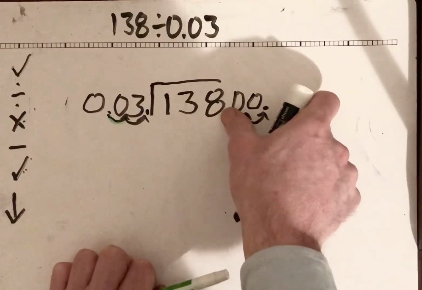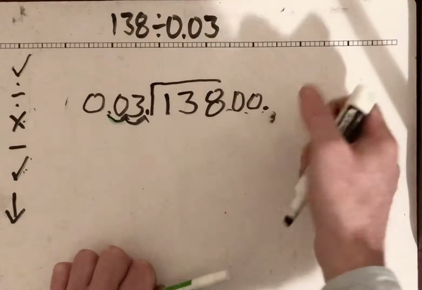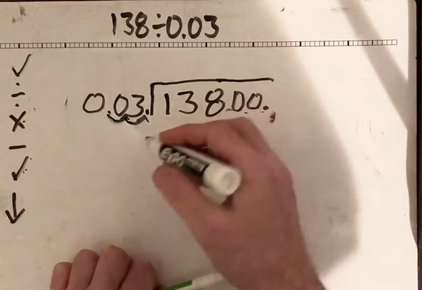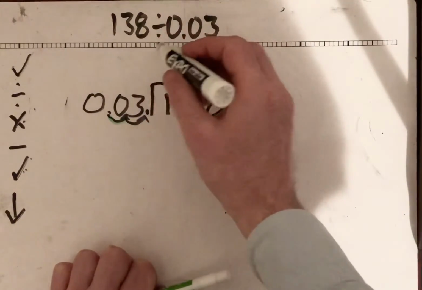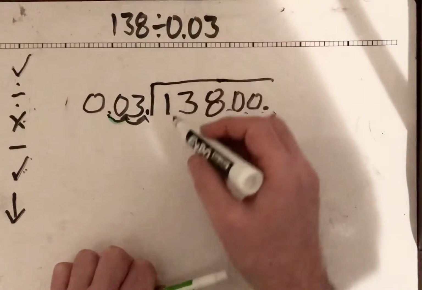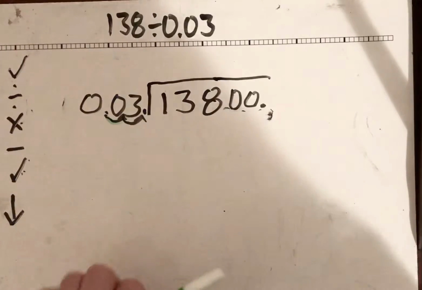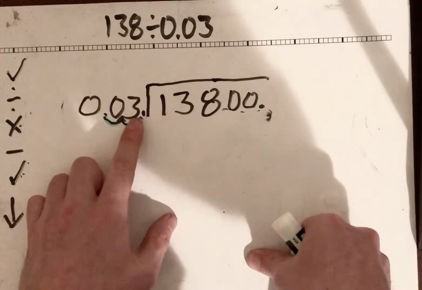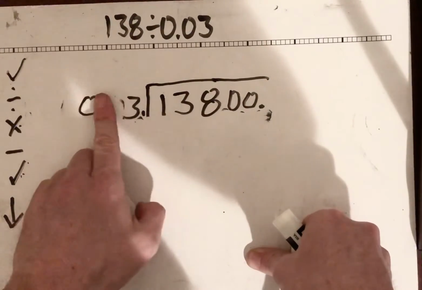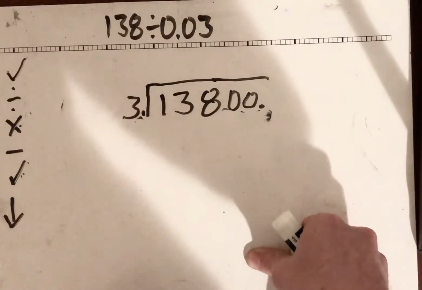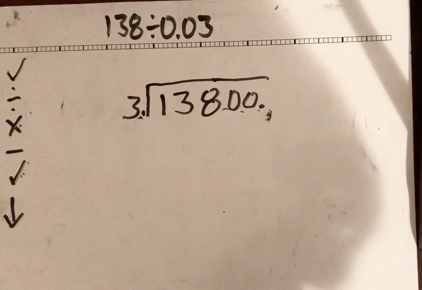I'm going to erase those ones. So I'm now looking for something different. Instead of 138 divided by 3/100, I'm looking at 13,800 divided by 3. I no longer have a decimal in my divisor. I have just 3. And now, this is the work we know how to do.